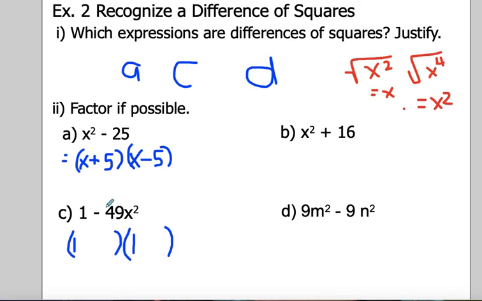The square root of 49x squared is 7x. So if we square root 49, we get a 7. If we square root x squared, like we did up here, we get an x. So both brackets get a 7x. To finish this off, 1 gets an addition, 1 gets a subtraction. That is the difference of squares. So we're going to go to D.